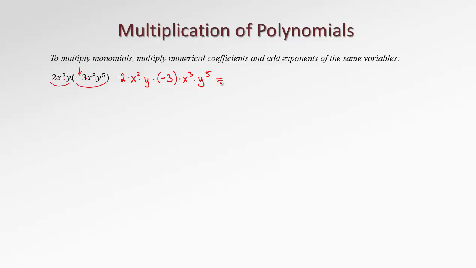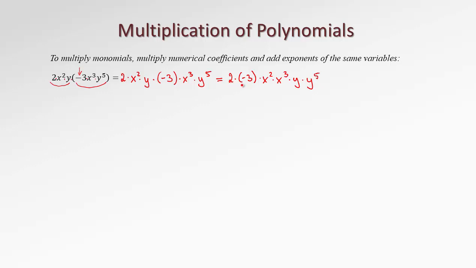Since multiplication is commutative, we could rearrange the order of those factors. So we could write all the numerical factors first, then all factors with basis x, and then all factors with basis y. Okay, let's do it. So it will be 2 times -3. Then let's write x's together, times x squared and times x cubed. And then y's times y and times y to the 5.